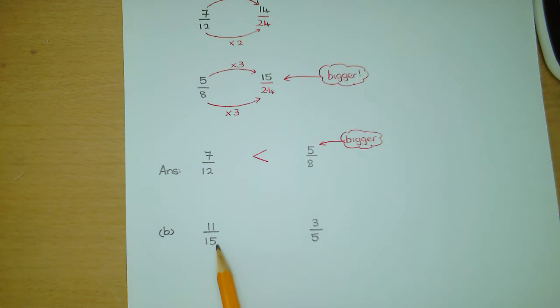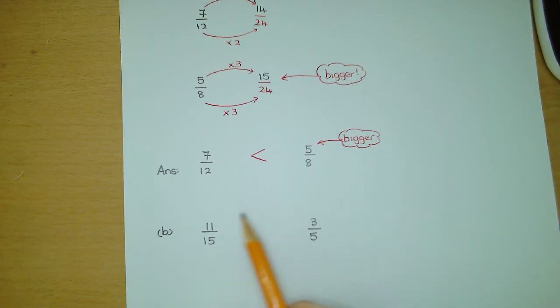Okay, let's look at part B. Our two fractions are 11/15 and 3/5, and we want to decide which arrow goes between them. To do that, we need to work out which fraction is bigger. So we have to make both denominators the same. The smallest number that 15 and 5 both go into is 15.